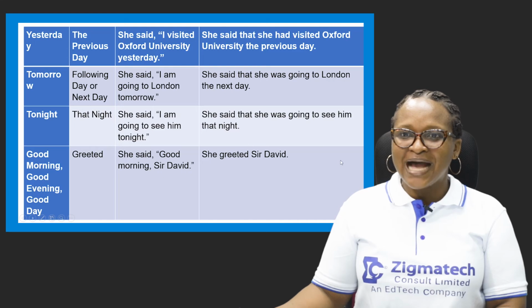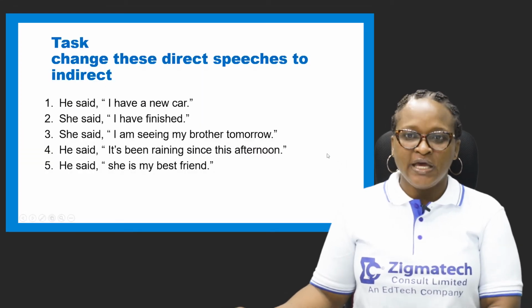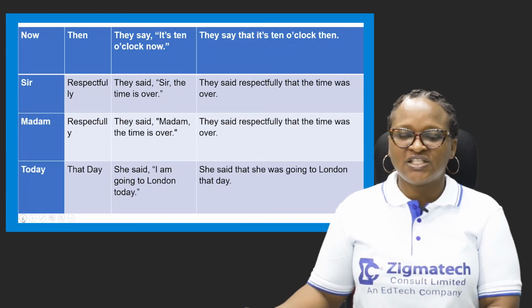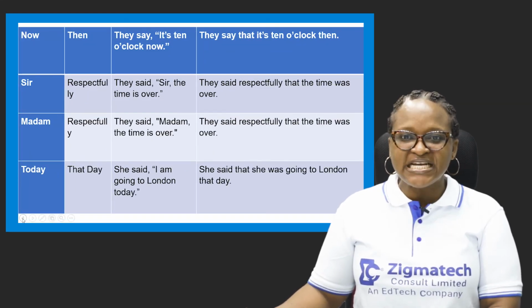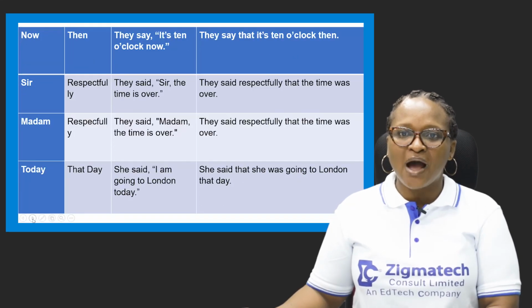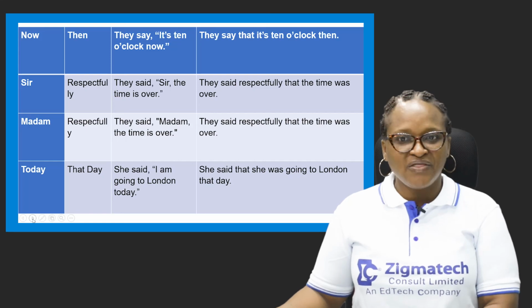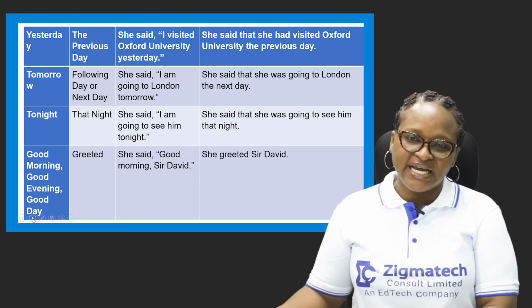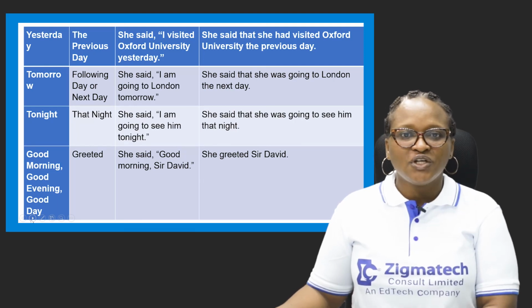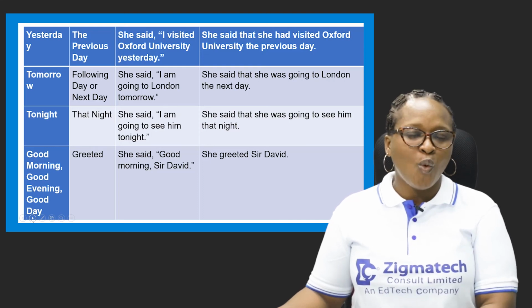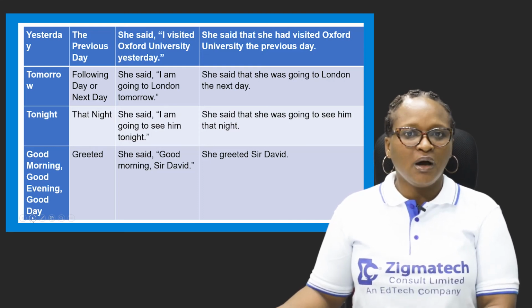All right. That will be that for word changes in direct and indirect speech. Please do not forget, this changes to that. These changes to those. Here changes to there. And we have now changes to then, sir and madam reads respectfully in indirect. Today changes to that day. Yesterday changes to previous day. Tomorrow changes to the following day or next day. Tonight changes to that night. While good morning, good evening, or good day, it's changed to greeted.